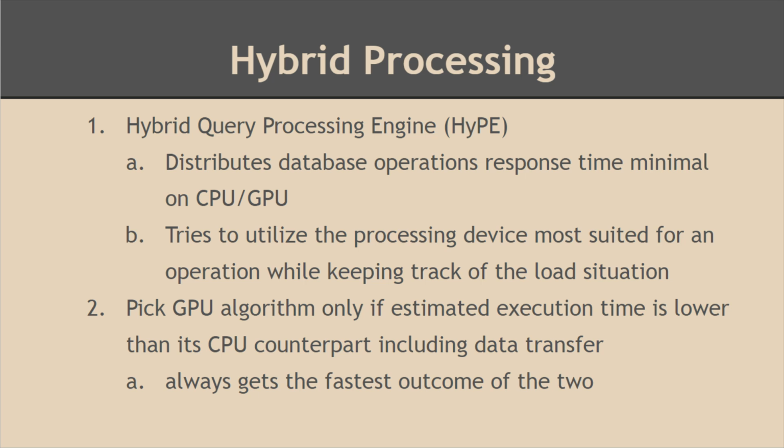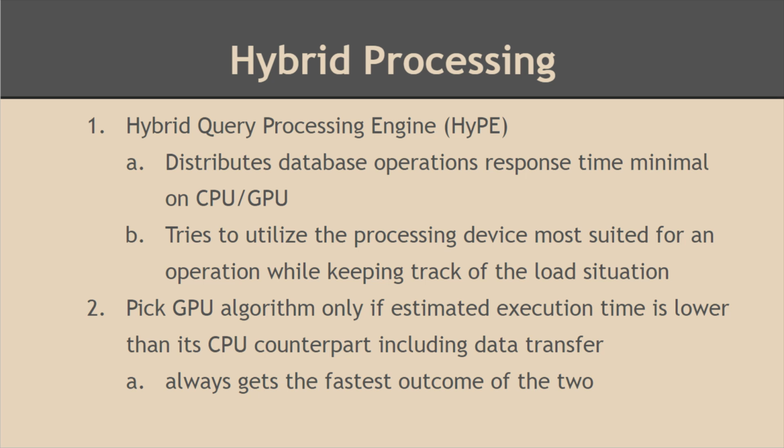We have compared both GPU and CPU alone, but what if we were to use both? I mean, we are not constrained to using just one. This is where the hybrid query processing engine, or HYPE, comes along. It distributes data operations to keep response time minimal on both CPU and GPU. It tries to utilize the processing device most suited for an operation while keeping track of the load situation. It only picks the GPU if the algorithm's estimated execution time is lower than its CPU counterpart, including data transfer.